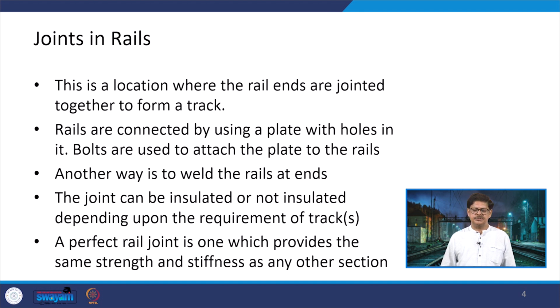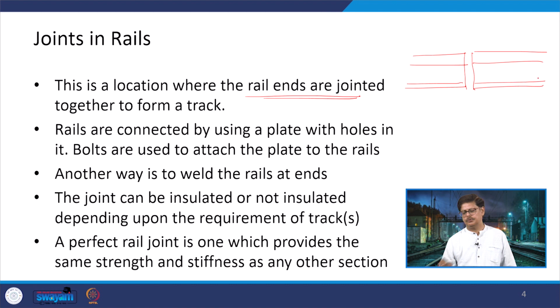Now, this is a location where the rail ends are jointed. If you remember, in the last lecture we did talk about the fish plate and the fish bolts which were used to connect two of the rail sections together. So, this is a rail joint. We are connecting them here.